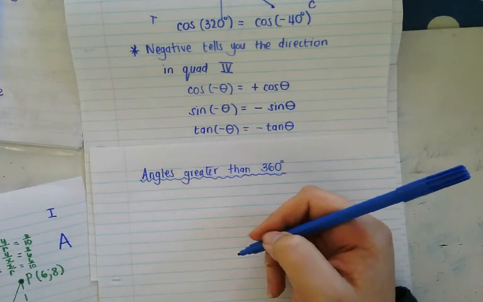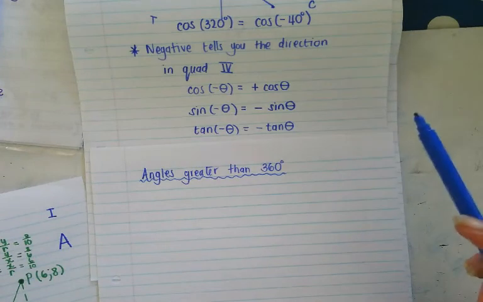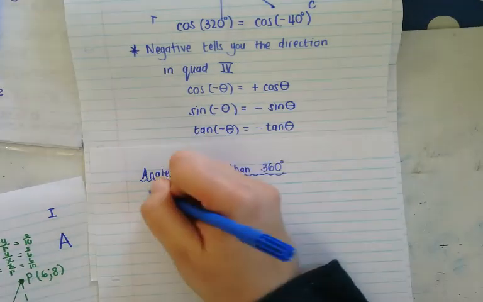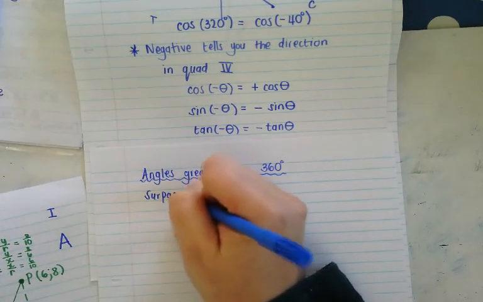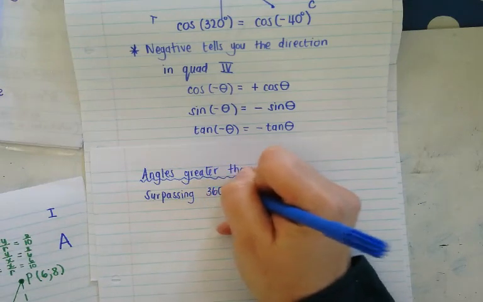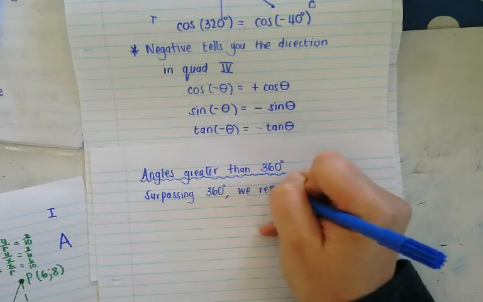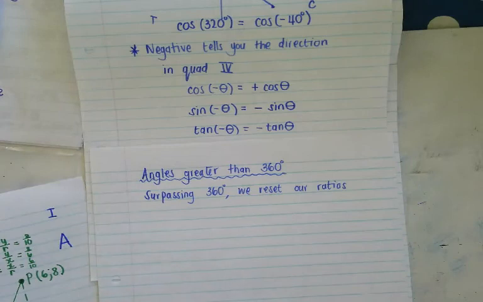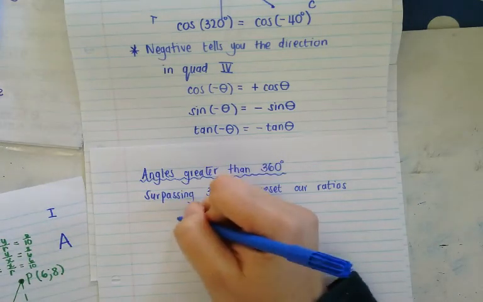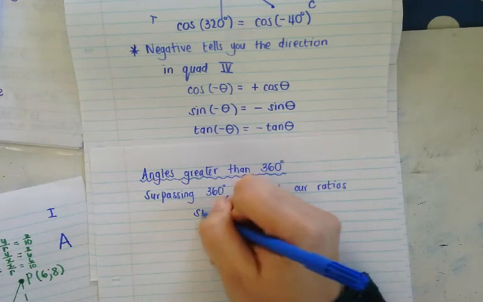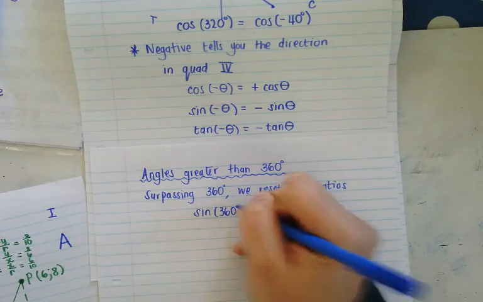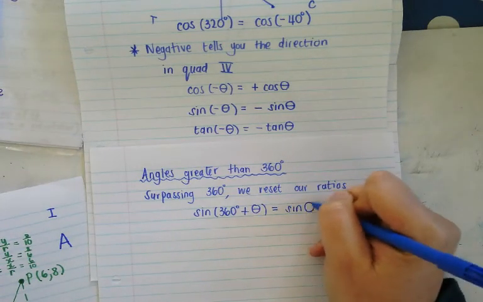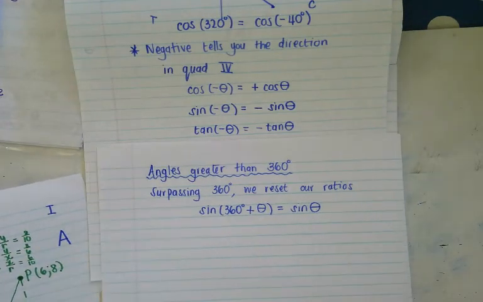So when it is greater than 360 degrees, we're going all the way around and we start again. So we are surpassing 360, sorry. We reset our ratios. So for example, let's just say sine of 360 degrees plus theta is equal to just saying, well, we reset, so it's just sine theta.